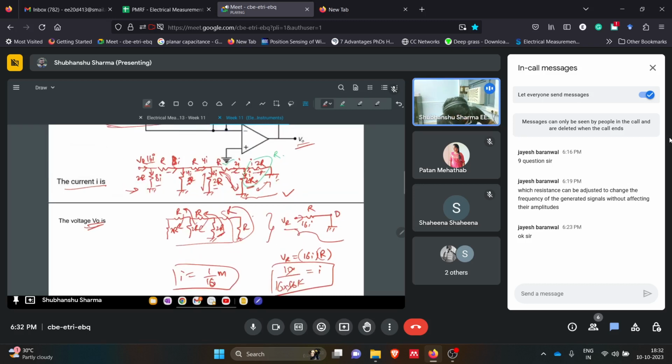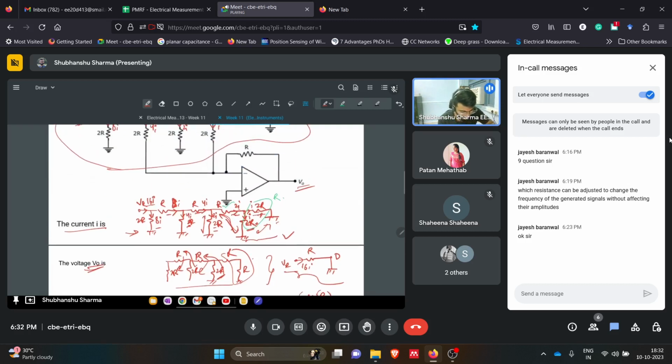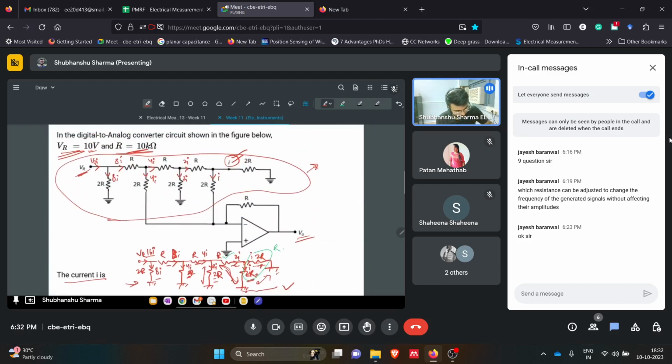Now they are asking for voltage. For voltage, we solved for I and we know 16I is coming. Now we have to see how much current is going into this branch, because we know this is 0 volts. If this is 0 volts, then what will be V naught? V naught will be 0, and whatever current we know, let's say this is I2, it will be minus I2R. So the voltage drop across this branch will be minus I2R, and this is V naught.